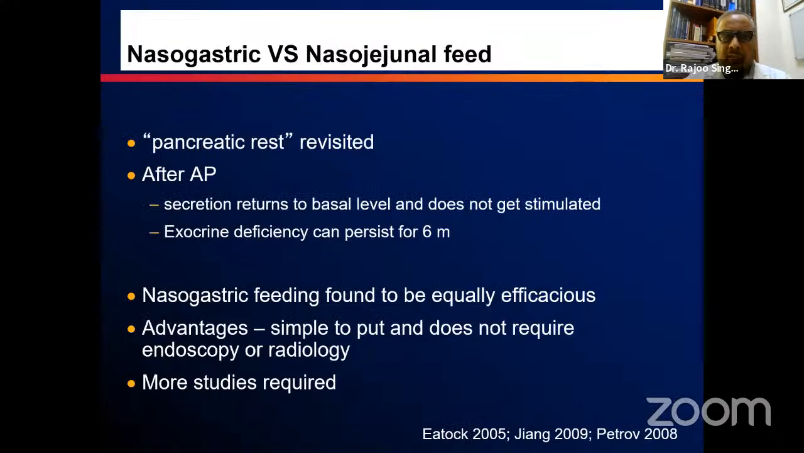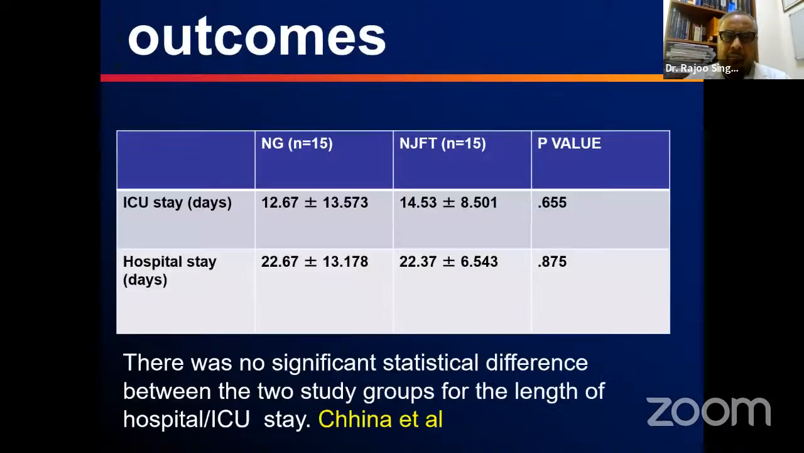So it is important that we give enteral nutrition. The next thing is, how do we do the enteral nutrition? Do we go ahead with the nasogastric tube or with the nasojejunal feed? There is a concept which people say that nasojejunal feeding is better, but we studied the outcomes in nasojejunal and nasogastric tube at our center, and we found that there was no significant statistical difference between the two study groups.